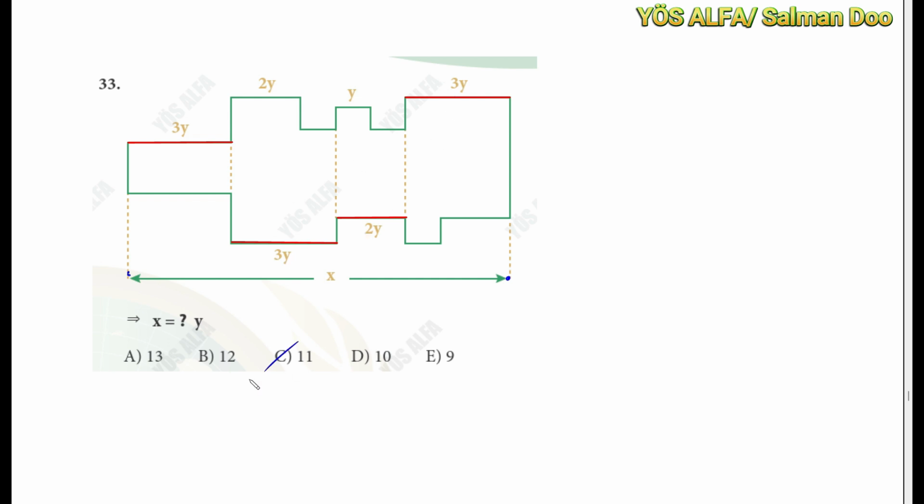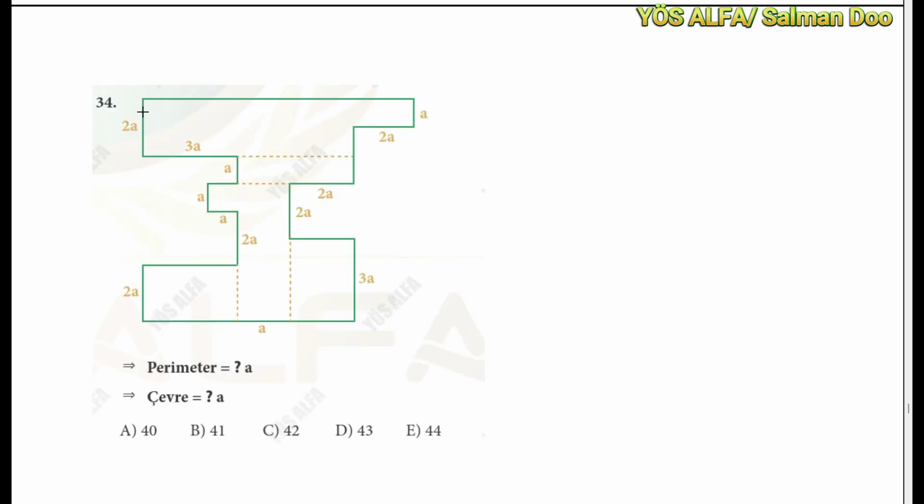So that's our answer. So I'll start by counting the vertical length. This is 2, 3, 4, 6, and 8. So we have 8 times 2.